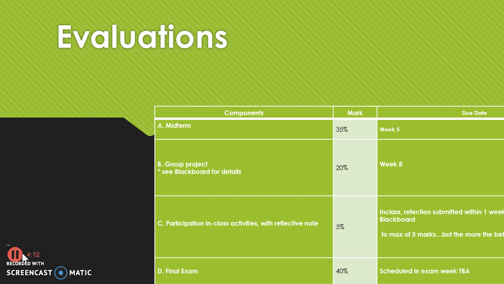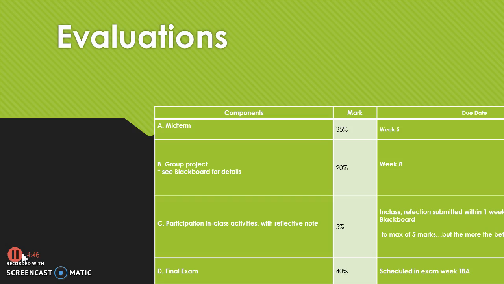There is also 5% of your grade for participation in class activities with a reflective note. I really encourage in-class activities and participation, because that's how you're going to become familiar with the content. For you to read and try to memorize won't be as beneficial to you as if you engage in the content and really get familiar with it.